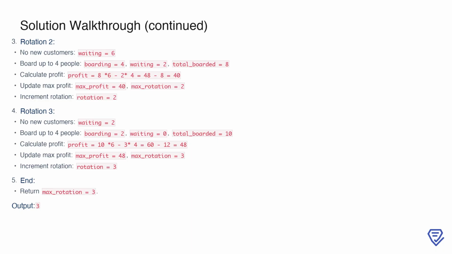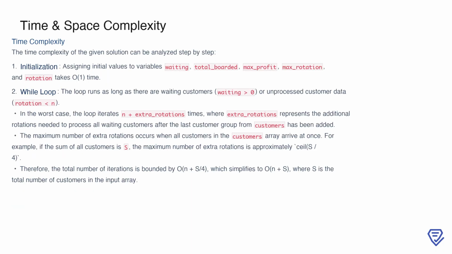In the third rotation, the last 2 waiting customers are boarded, and the total number of boarded customers reaches 10. The profit for this rotation is 48, the highest so far, so we update the maximum profit to 48 and record the rotation as 3. With no customers left, the process ends, and the rotation with the maximum profit, which is 3, is returned as the result. To understand the time complexity of this solution, we need to break it down into its components.